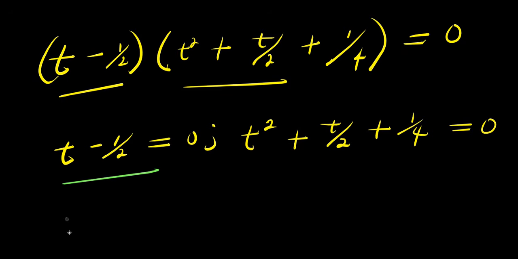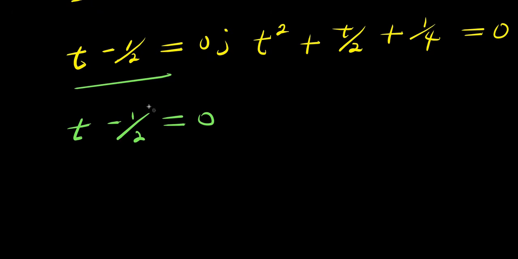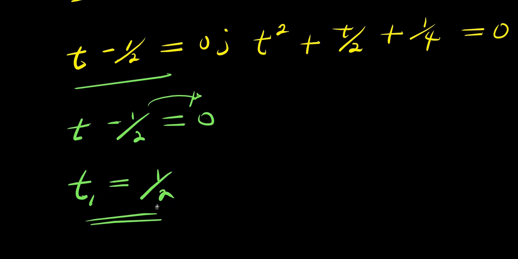Now, let's start with this. We have t minus 1 over 2 equals 0. I can easily move this over here. I have t equals 1 over 2. This is my t1.